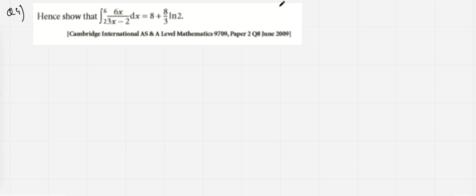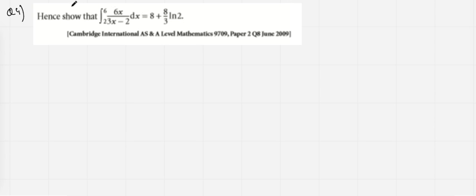Okay, now this is it. Our next question is also in the form of a rational function, and we have to show that this function, going from -2 to x, has an area under the curve equal to this. That's what we have to show. It's a 2009 June question.